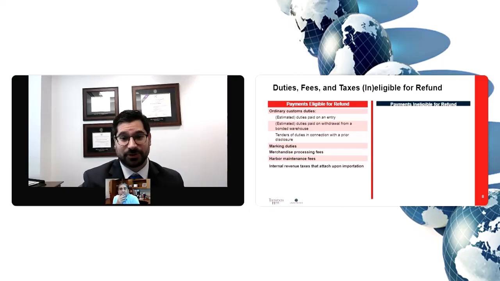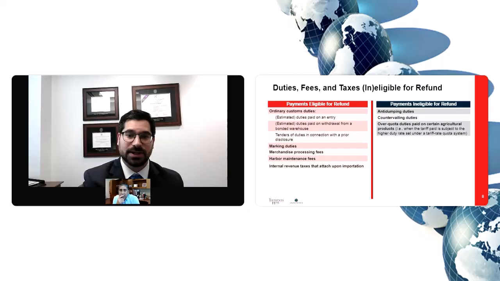What's ineligible for refund, however, are certain trade remedy duties, anti-dumping and countervailing duties, as well as over-quota duties paid on certain agricultural products. And it is these types of payments that you see explicitly mentioned in both the statute and the regulations governing drawback. However, these days, we're all kind of concerned about what I'll call maybe policy tariffs, additional applicable tariffs on top of what we might think of as ordinary duties, fees, and taxes. So I highlight those for you as well.